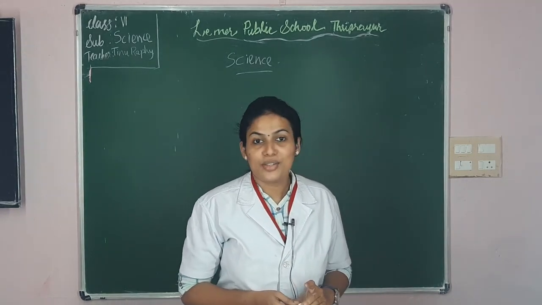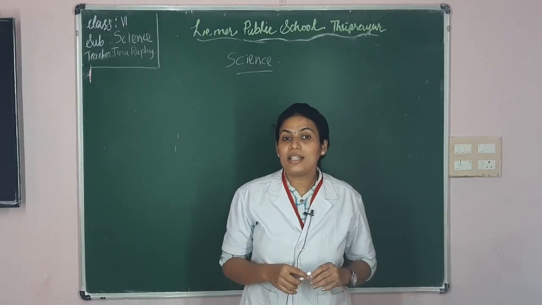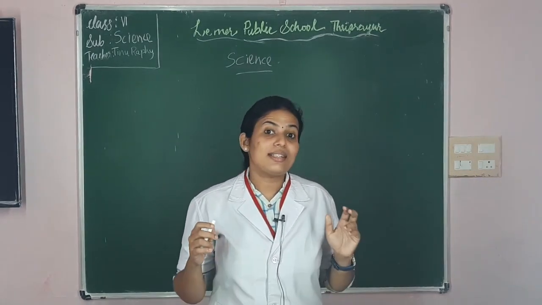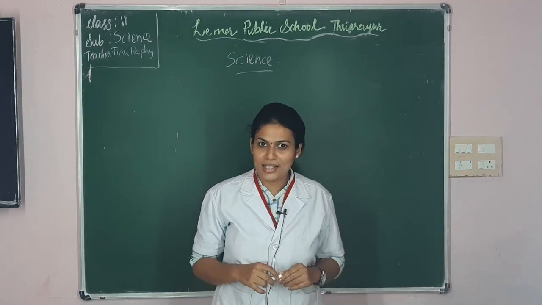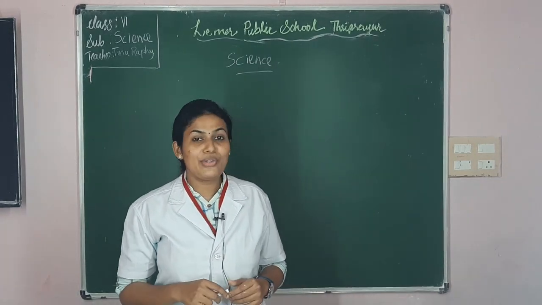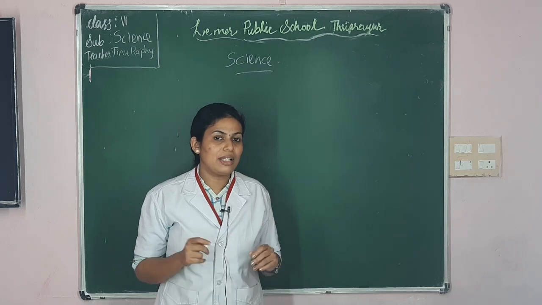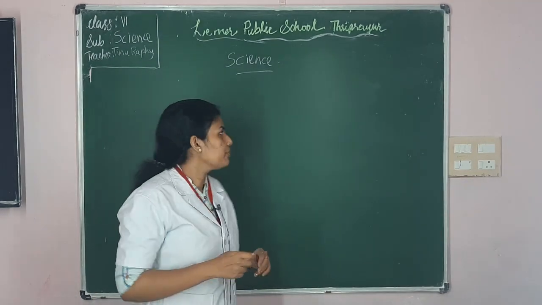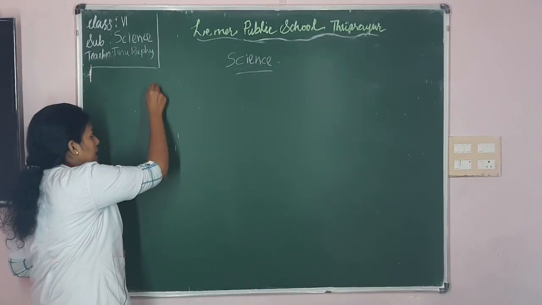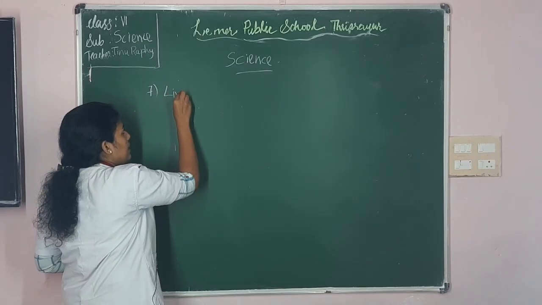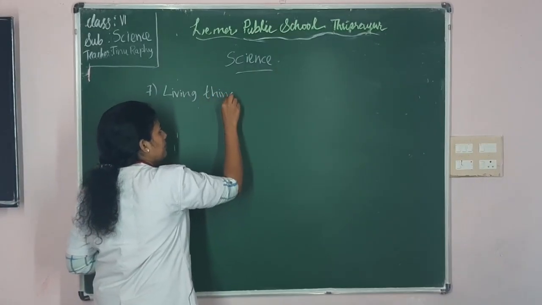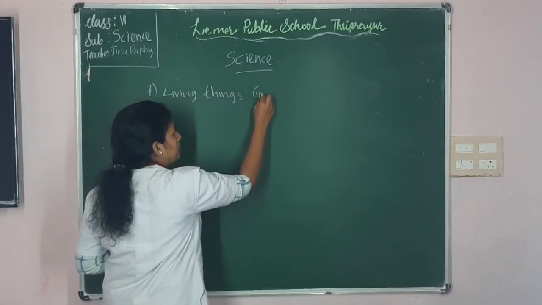So last classes we were discussing the properties or the characters of the living organism. We learned 6 characters of living organism. In today's class we are going to learn the 7th character of the living organism, that is living things grow.